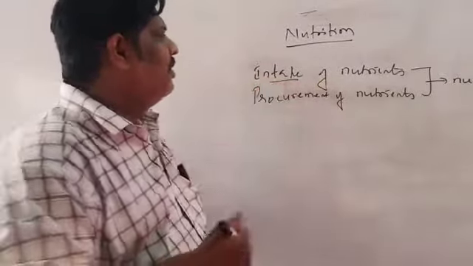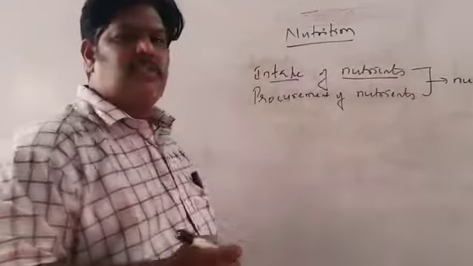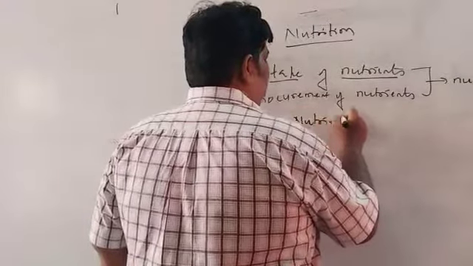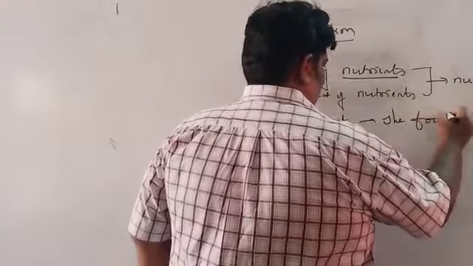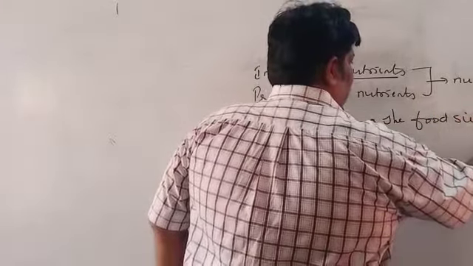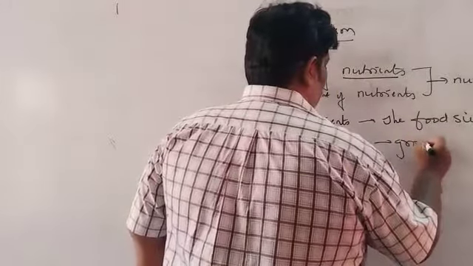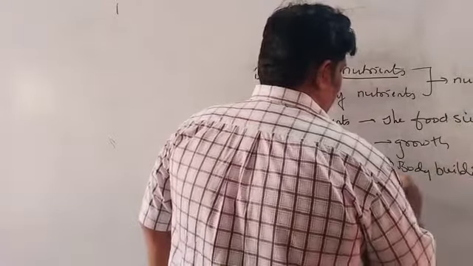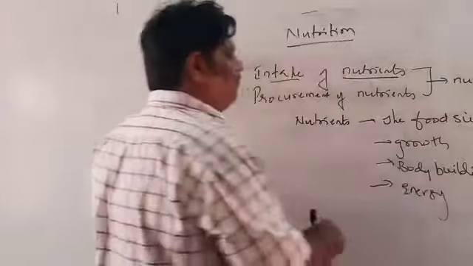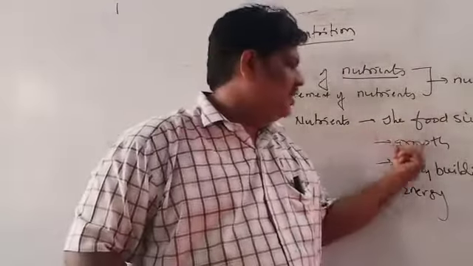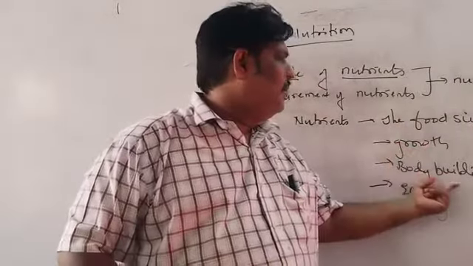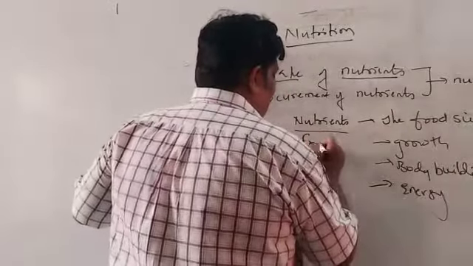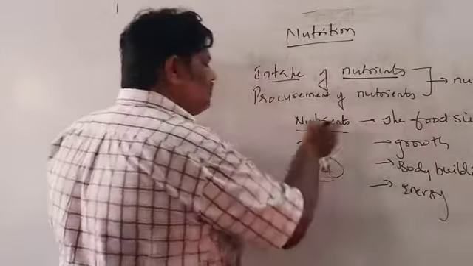Another word which we are going to see here is nutrient. What does the word nutrient mean? Nutrients means the food substances which help in our growth and body building, and also give us energy. So the food substances which give us energy and help in our growth and body building are called nutrients. Nutrients are nothing but the food substances present in our diet, the things which we eat regularly.